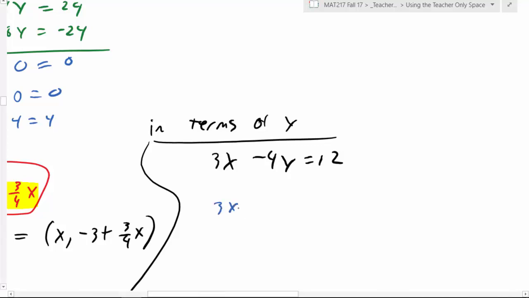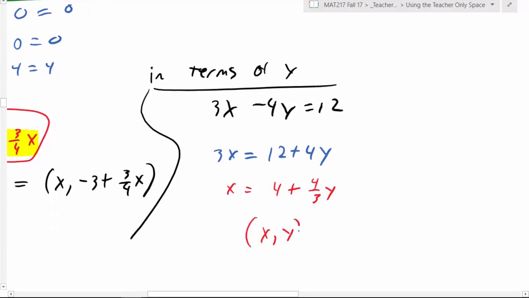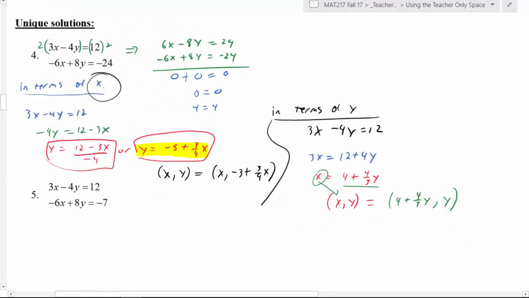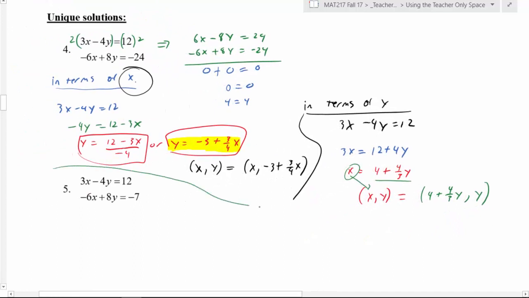So I'm going to have 3x equals 12 plus 4y. I'm going to divide everything by 3, which will give me x equals 4 plus 4/3 y. And now my answer, which is normally an x and a y value, instead, everywhere I have an x, I'm going to replace it with this stuff. So I'm going to have 4 plus 4/3 y, comma, y. Now you can see each of my answers is in terms of y. If you see that notation, that's all it's saying. Later on, when we get to some calculator techniques, I'll show you some ways to speed this up so you're not doing so much by hand. But it's always good to do the first few by hand.